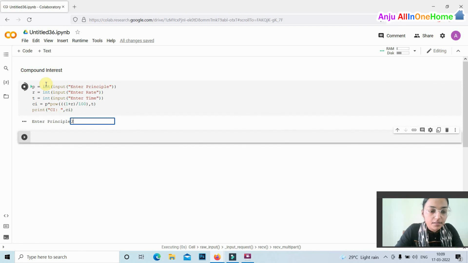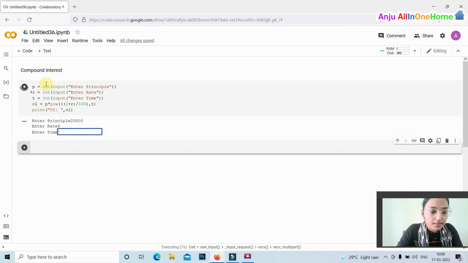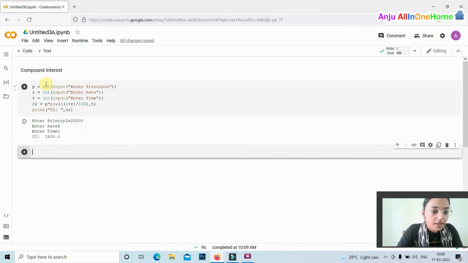Here we have to enter the principal amount, that is 20,000. I am giving 20,000. Then rate of interest 8. Then time 1. We get the compound interest.